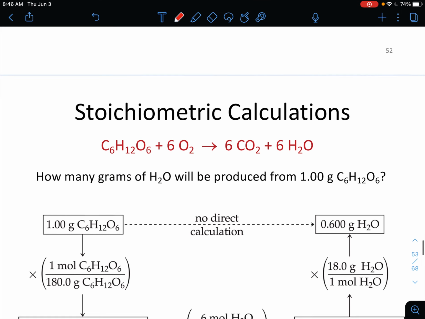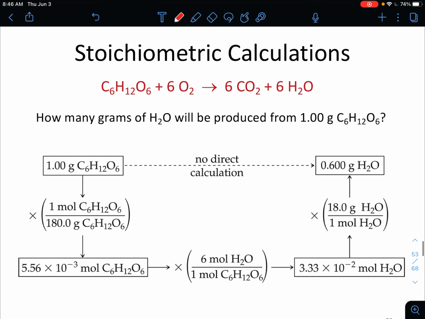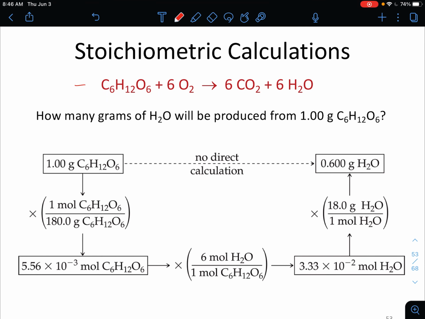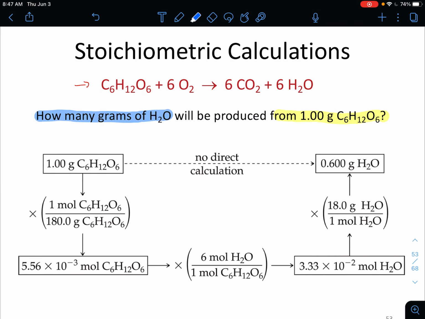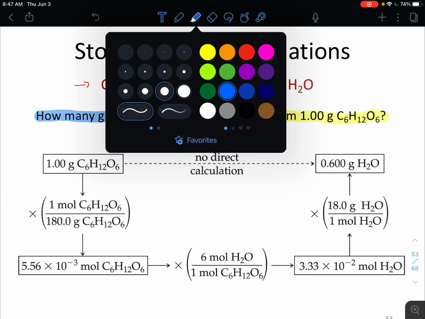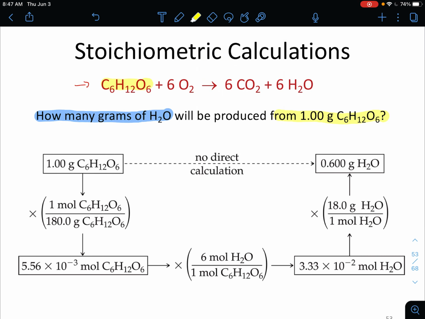So, for example, let's say we've got our balanced equation here. C6H12O6 plus 6O2 makes 6CO2 plus 6 waters. And the question is asking, from 1 gram of C6H12O6, how many grams of water are we going to produce? So given amount of C6H12O6, figure out the amount of water that we're going to end up producing.